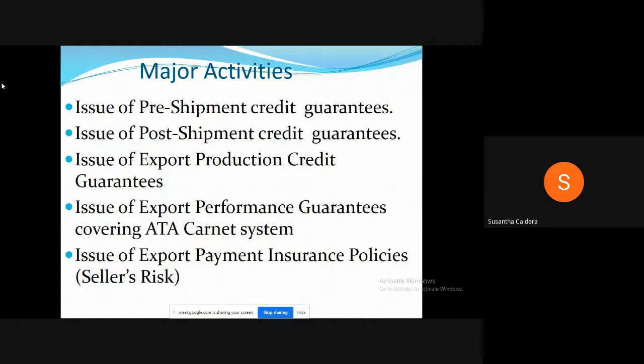This particular slide might be a good area for the examiner. They will ask, what are the major activities of the Sri Lanka Export Credit Insurance Corporation? They can ask that, so you will have to give these points.